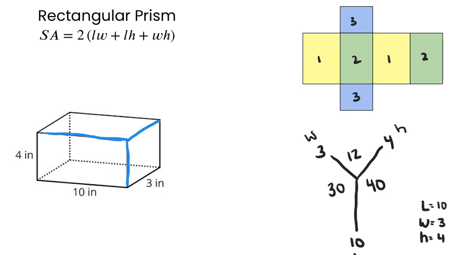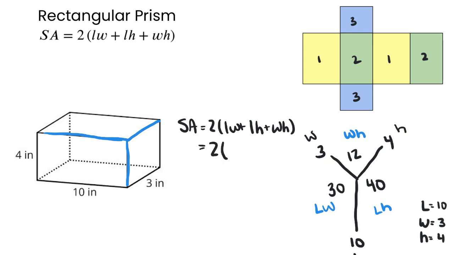In the top space we have WH, on the left we have LW, and on the right we have LH. So we can use that information to look at our formula. Our formula says that the surface area is equal to 2 times the quantity LW, length times width, plus length times height, plus width times height. And we've already calculated those using our diagram.